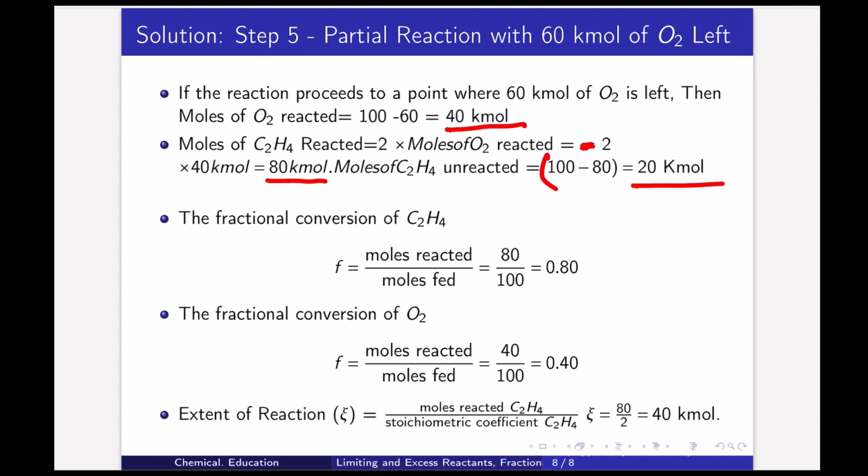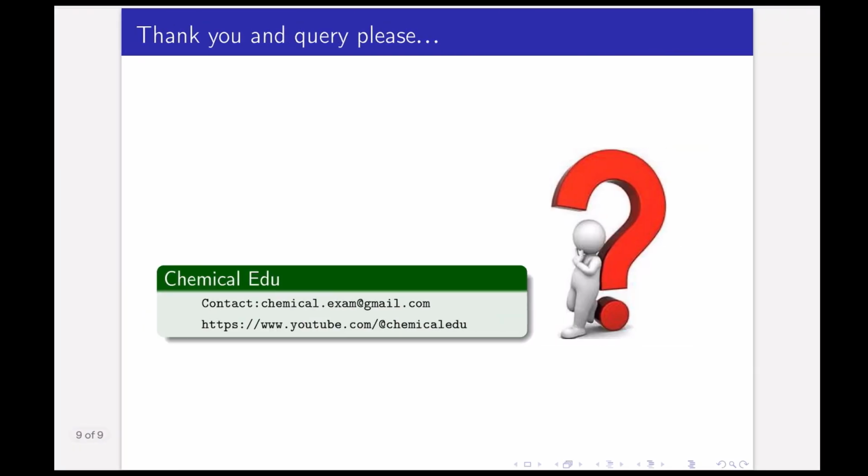Now the fractional conversion of C2H4 is moles reacted by moles fed, so 80 by 100, that is 0.8. The fractional conversion of oxygen is moles reacted by moles fed, so 40 by 100, that is 0.4. And the extent of reaction is the moles reacted of C2H4 divided by the stoichiometric coefficient of C2H4, so 80 by 2, that is 40 kilomole. So I think that's it for this problem.